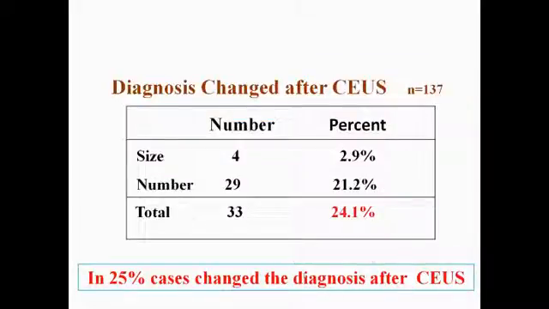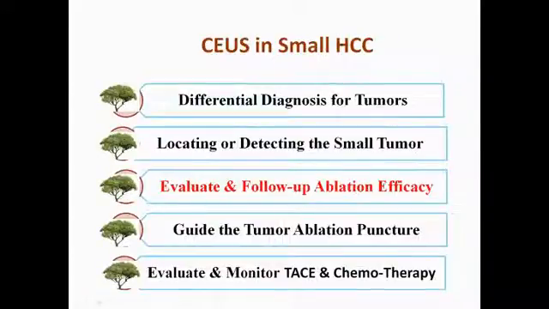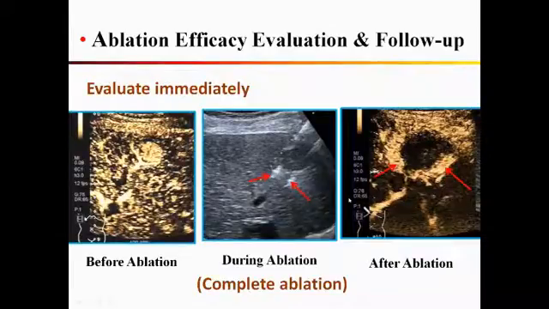By our knowledge and by the papers, about 20% of patients can have their diagnosis changed after using contrast ultrasound, sometimes in the tumor size and sometimes in the tumor numbers. So it means about 25% of patients need contrast ultrasound before the treatment, for an actual diagnosis. The next topic is about evaluation and follow-up after ablation treatments.